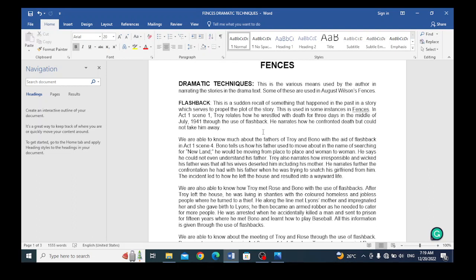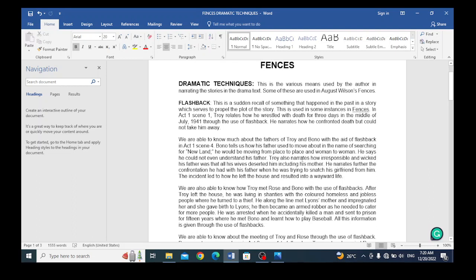The first one is flashback. This is a sudden recall of something that happened in the past in the story, which serves to prepare the plot of the story. This is used in some instances in Fences. In Act 1, Scene 1, Troy relates how he wrestled with death for 3 days in the middle of July 1941 through the use of flashback. He narrates how he confronted death but could not take him away.